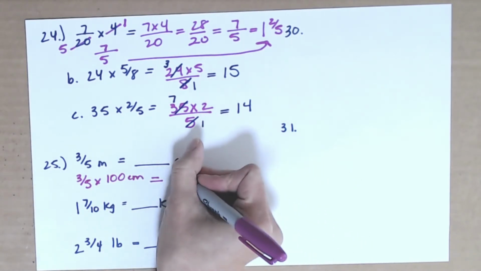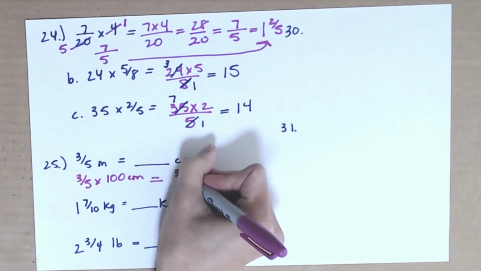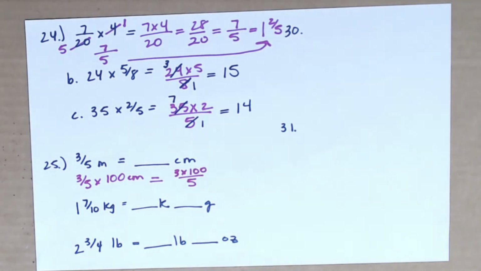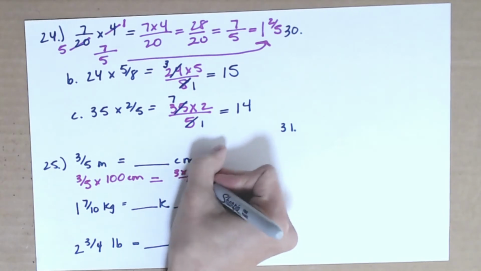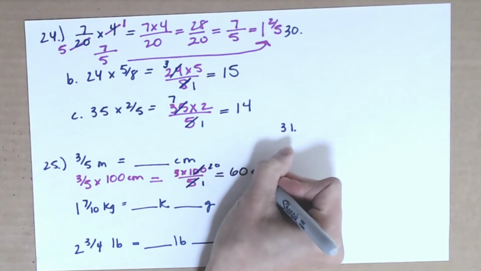So now we're just doing our fraction times whole number multiplication. 3 times 100 over 5. I can simplify before I multiply. 5 goes into 100 20 times, and I get 3 times 20, or 60 centimeters.